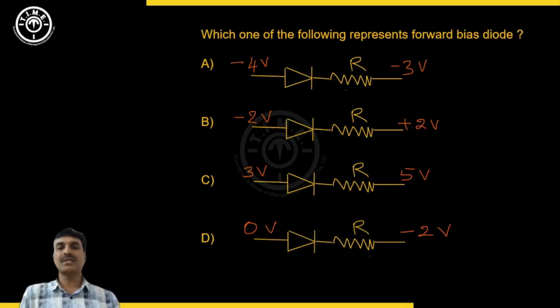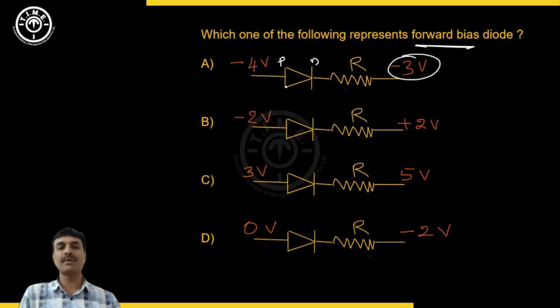Another question: which of the following represents forward bias? This time forward bias. Already we have seen a similar question, that was reverse bias. Now forward bias means higher potential has to be applied to the P region and lower potential has to be applied to the N region. For a diode, this is the P region, this is the N region. Now on the P side you have minus 4 volt and on the N side minus 3 volt.